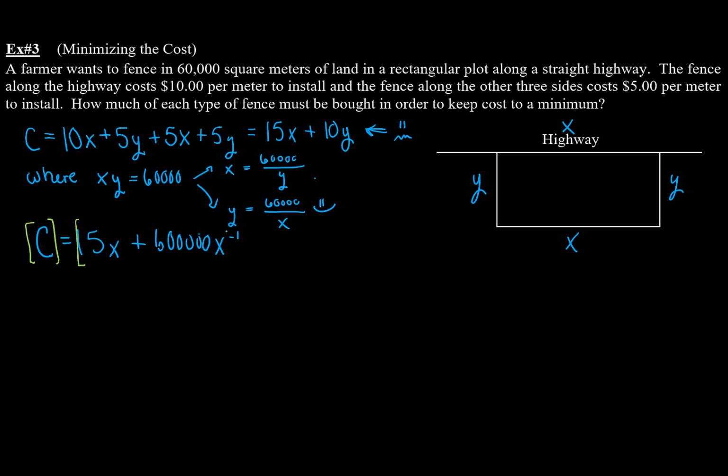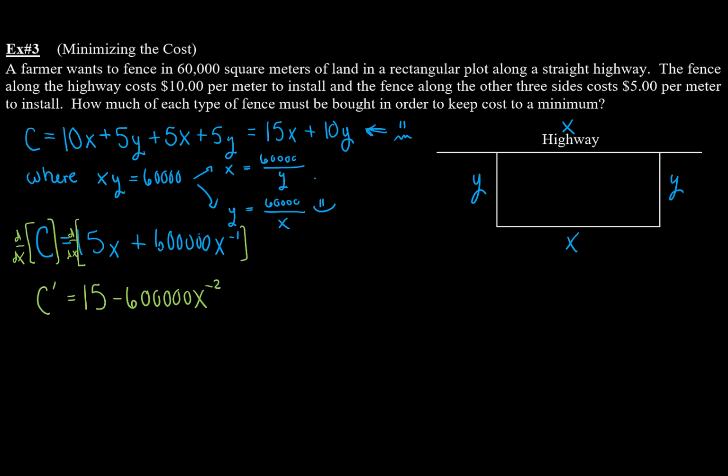So I'm taking the derivative with respect to x. I'm just going to squeeze that in there. Sorry for the lack of room. I'm going to get c prime is equal to, so the derivative of 15x is just going to be 15. The negative is going to come down here, so I'm going to have negative 600,000, and then times x to the negative 2.